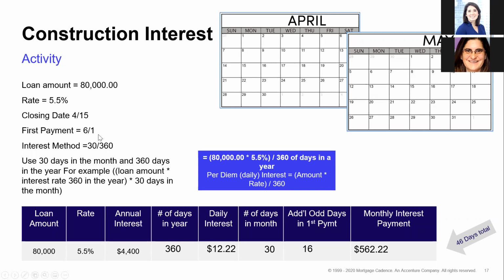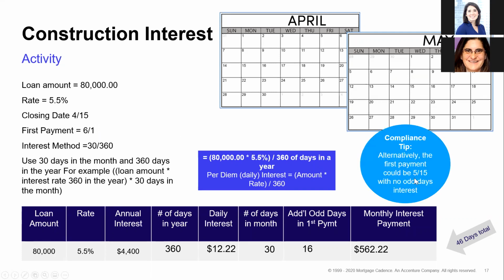I don't usually see it go all the way out to June 1st. Usually what I would see in this scenario is a 4/15 closing with a 5/1 first payment. Or a lot of times their first payment could have been 5/15, and then we wouldn't even have any odd days. Their first payment would simply be the 30 days, and we'd multiply by that 12/22, if that makes sense for the construction.